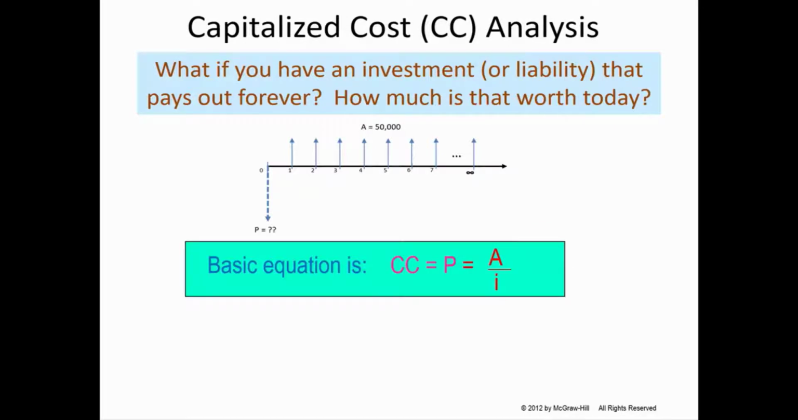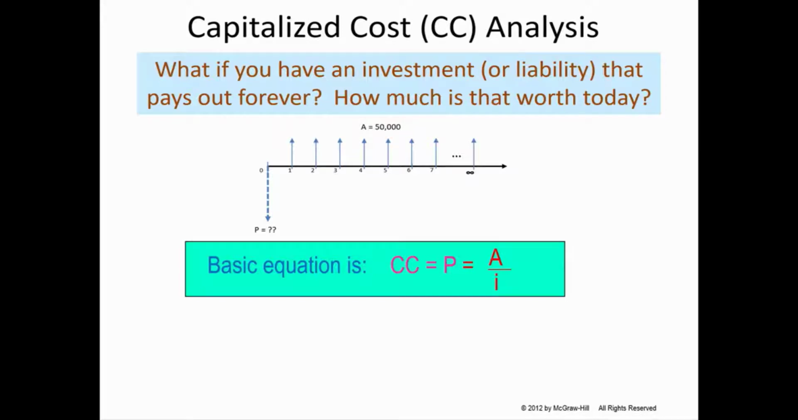Okay, now a related topic is capitalized cost analysis. And the idea here is, think about if you were going to be getting $50,000 this year and for every year through infinity, not just for your life, but for the remainder of the universe. If you would get $50,000 a year perpetually, then how much would you need to have on hand now to be able to pay that out? In other words, what's the present worth of an investment that pays out forever?